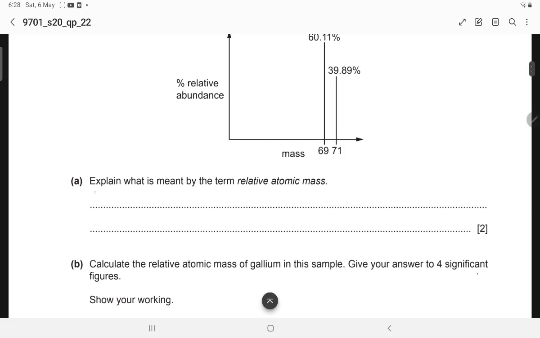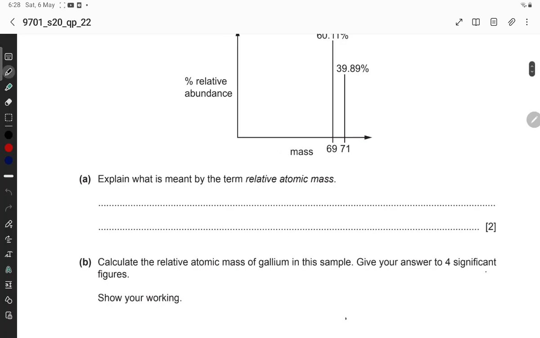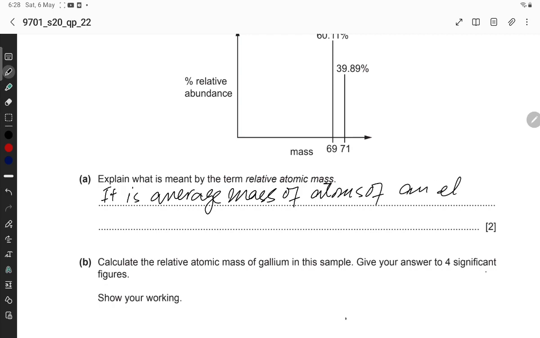It is the average mass of atoms of an element relative to 1/12 of the C-12 isotope.